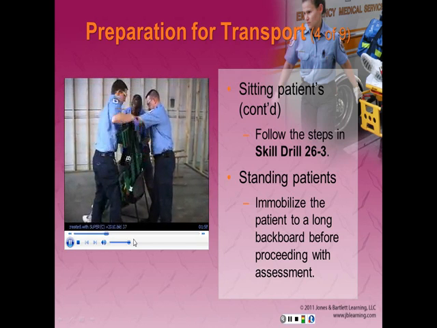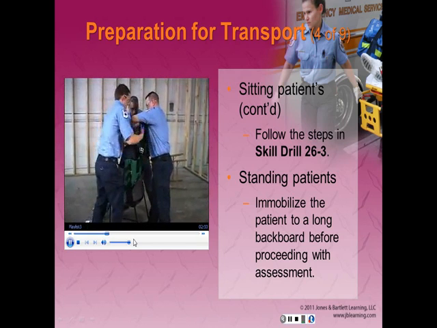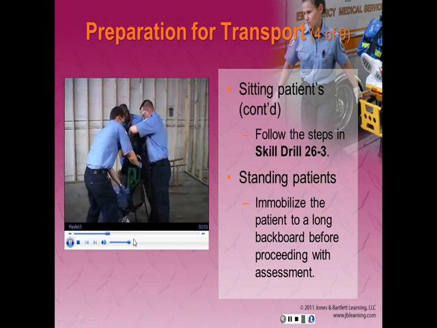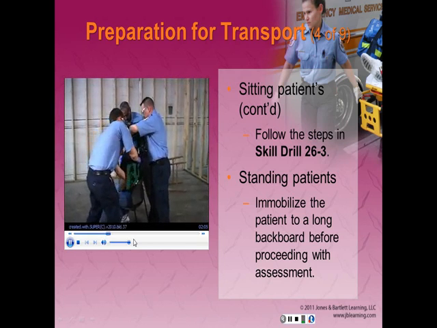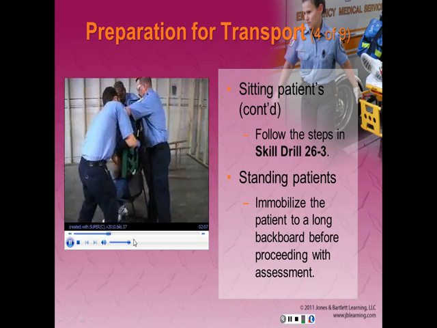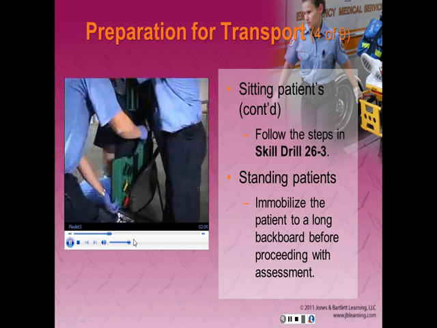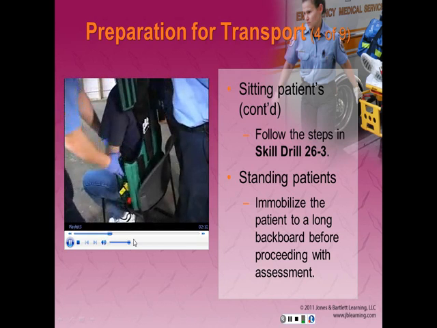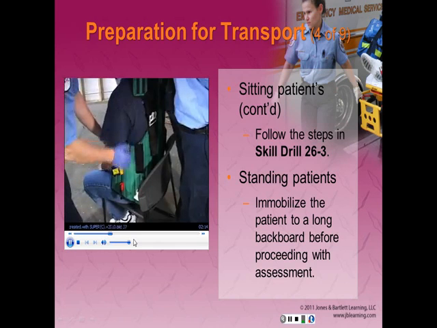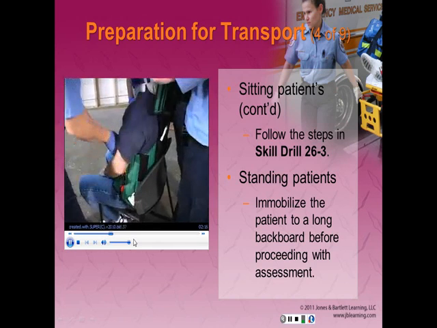Usually, a count of three, given by the responder controlling the head, is used to coordinate the movement of the responders as a unit. Slide the immobilization device behind the patient and manipulate it into position. While working the immobilization device behind the patient, make sure the device does not get caught on the patient's clothing or the car seat.